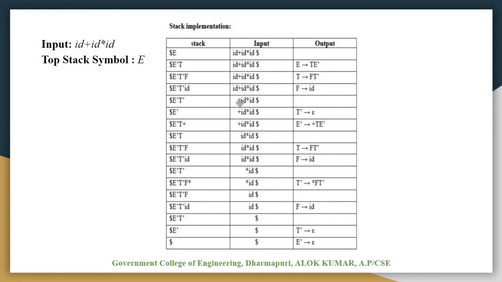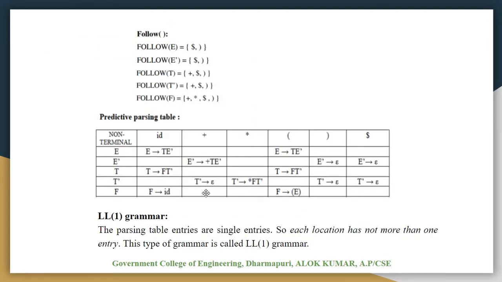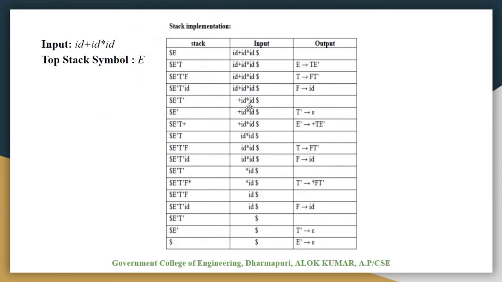Then for T dash, we see T dash over plus. Here T dash arrow empty is coming, so we replace T dash with empty. After that we continue in the same manner, and at last we get dollar and dollar. Because of this we can say the string is accepted by the predictive parser.